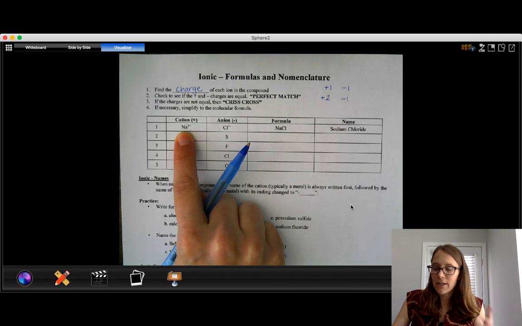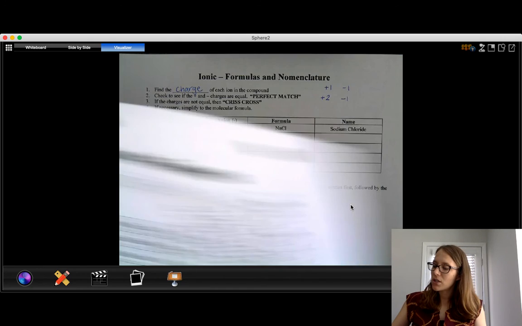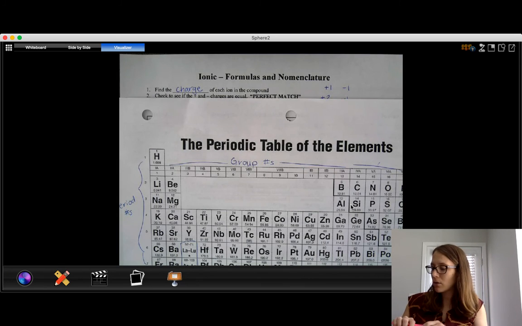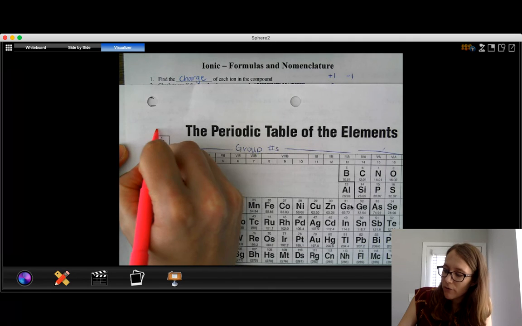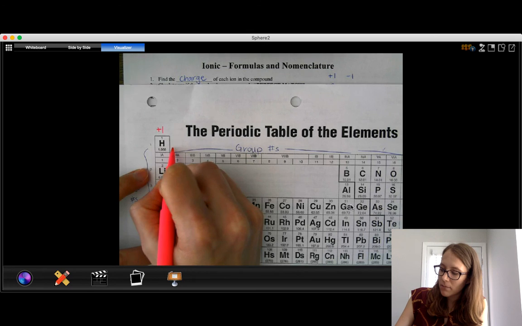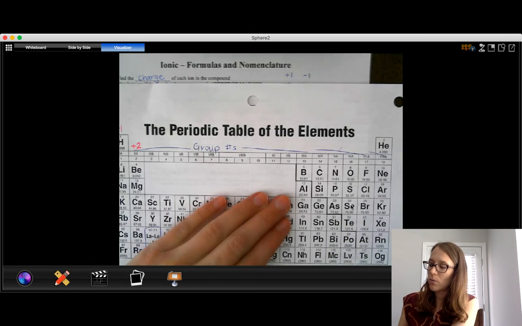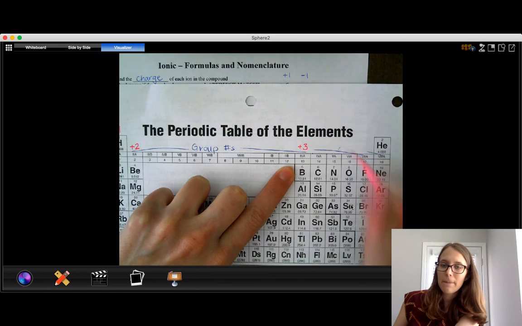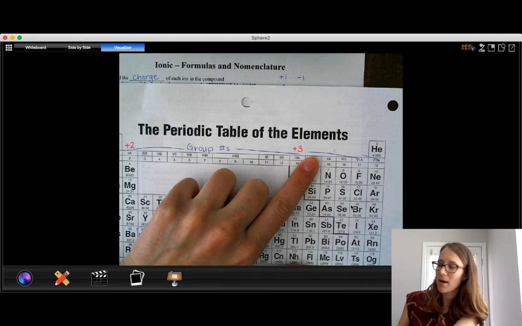So for the first one, I already did it for you. Sodium was a +1, chlorine was a -1. And just as a review, this comes from looking at where elements are located on the periodic table. Everything in group 1, the first column on the periodic table, forms a charge of +1. Everything in the second column is +2. We skip the transition metals. When we get over to boron, these are going to be +3. We don't have any +4s, so when you get to the next column, you should kind of pause a second.